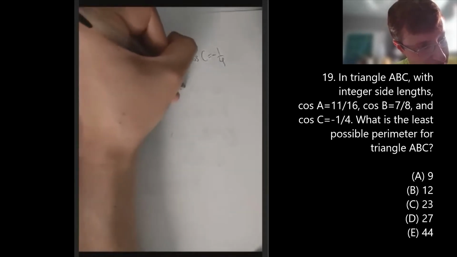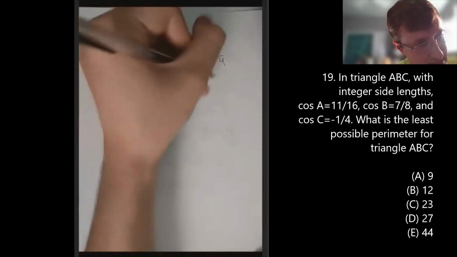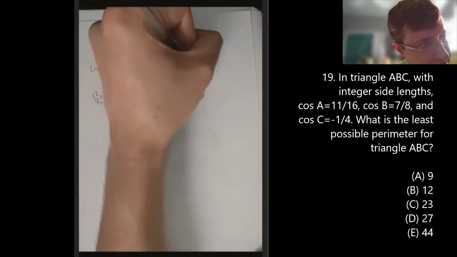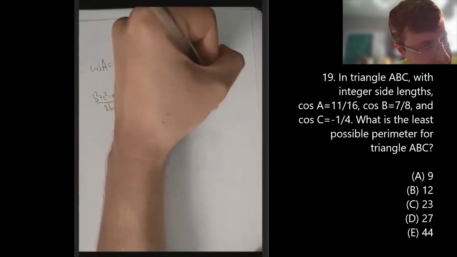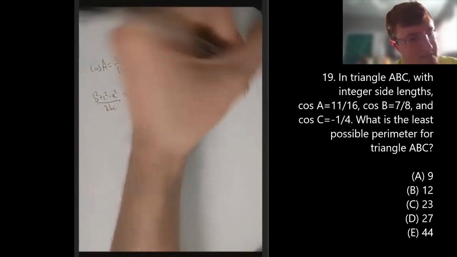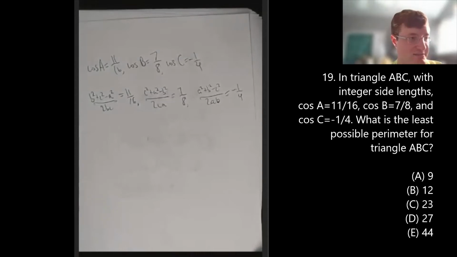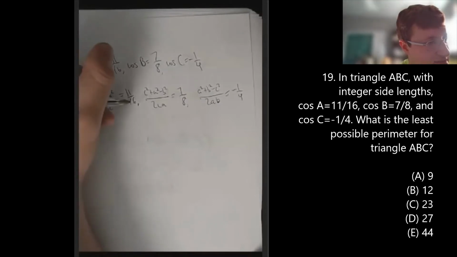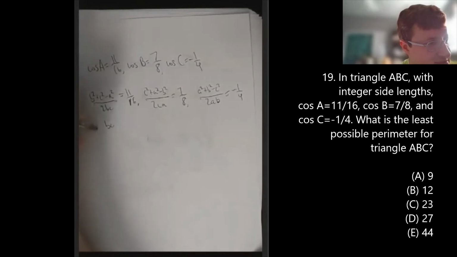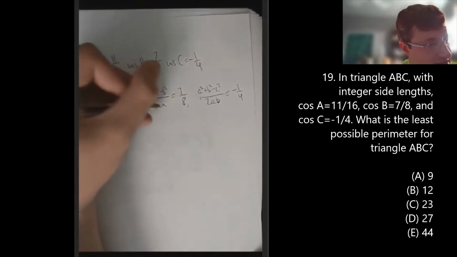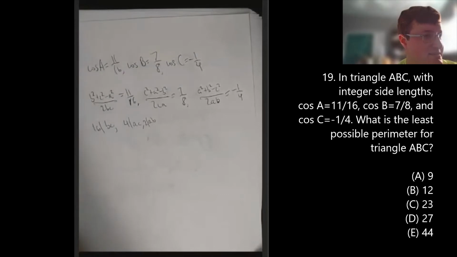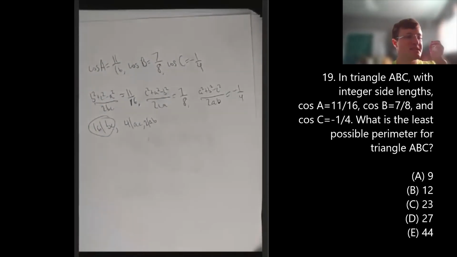(c squared plus a squared minus b squared) over 2ca is 7/8. And (a squared plus b squared minus c squared) over 2ab is minus 1/4. Okay, let's see what I can do with this. Well, I can get rid of all the 2's. Okay, well, this tells me that 2BC is a multiple of 16, so BC is divisible by 16. AC is divisible by 4. And AB is even. Okay, that's not super helpful, but 16 divides BC.